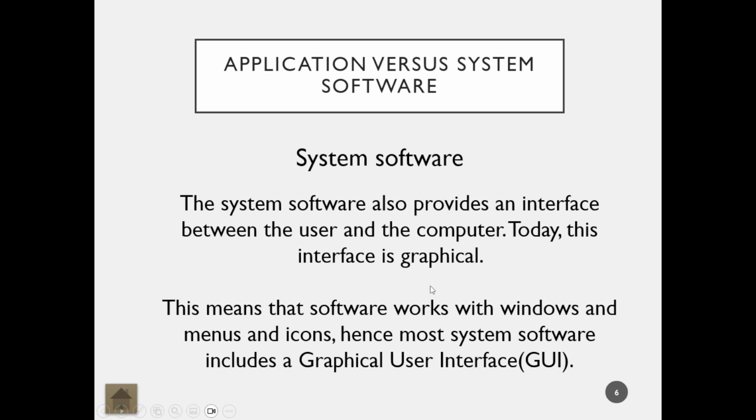This is why we talk about the graphical user interface. This means that software works with windows, menus, and icons. And hence, most system software includes this graphical user interface. So questions around this could be, what is system software and what is meant by a GUI? And a GUI, please, when you are asked what is meant by it and what the acronym stands for, those are two different things. This is the acronym. GUI stands for graphical user interface. What does it mean? It means that we are referring to software that allows me to interact with a computer in a graphical way. Simple as that.